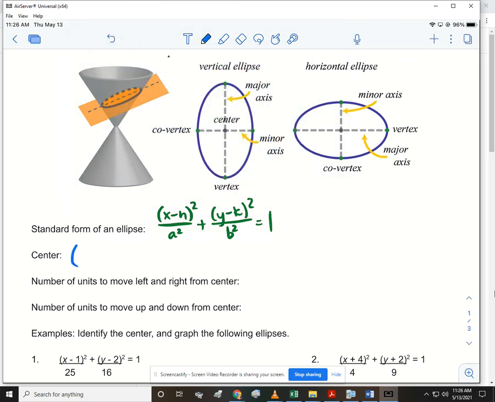And so the center is just like the center of a circle. The x part of the center is what's subtracted from the x, and the y part is what is subtracted from the y.